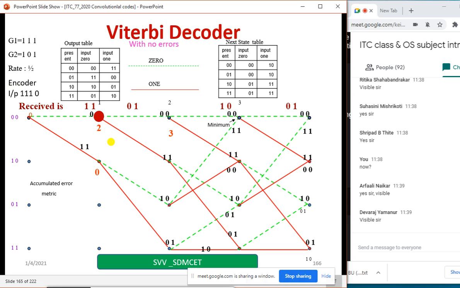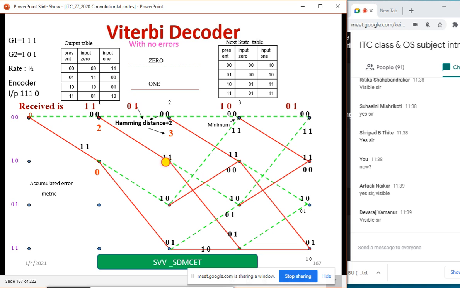Similarly, for the second, I have two paths. Observe carefully. From this point I have two paths. For these two paths, I have to find the Hamming distance. Now 01 is received, 00 is output. The Hamming distance between these two is 1, plus the previous Hamming distance 2. Total it will become 3. This 3 I have to write.